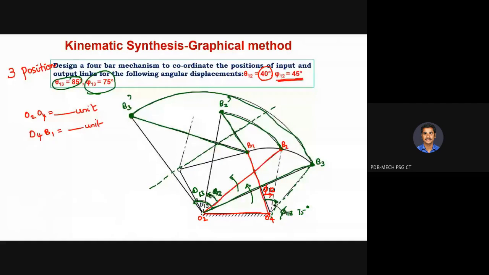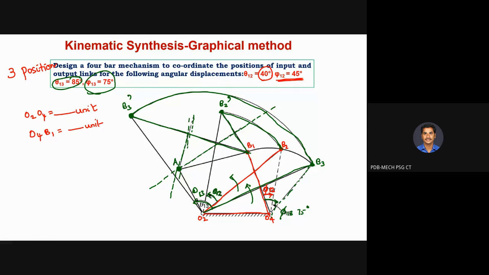Next step, we need to take a mid normal for this, for the second position, that is 1 to 3. If you take another one, the point where it intersects the already drawn mid normal, that is nothing but my A.